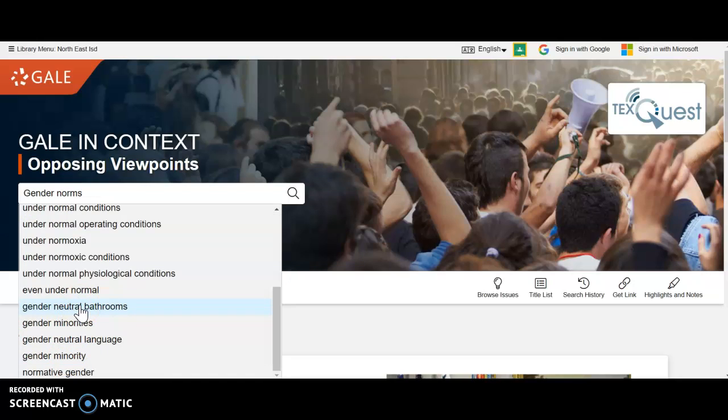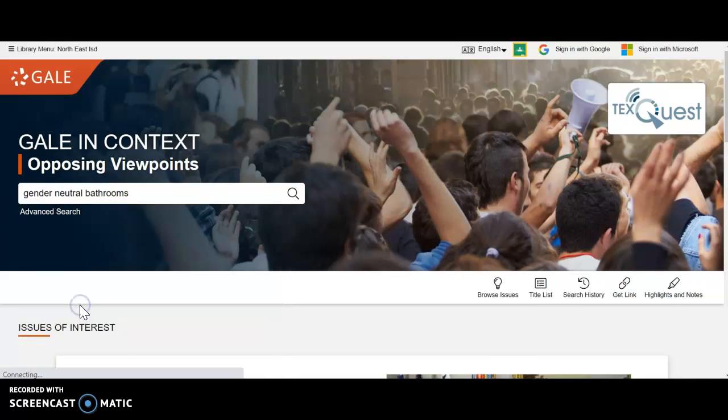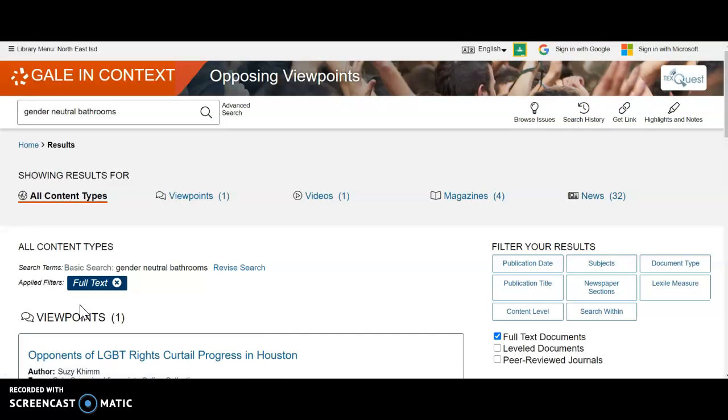Let's pretend your paper or debate was over gender-neutral bathrooms. You can start looking at both sides of this issue and determine which side you're going to take when completing your project or paper based on the information you find. Your search results will pop up in the gray square at the top of your screen.